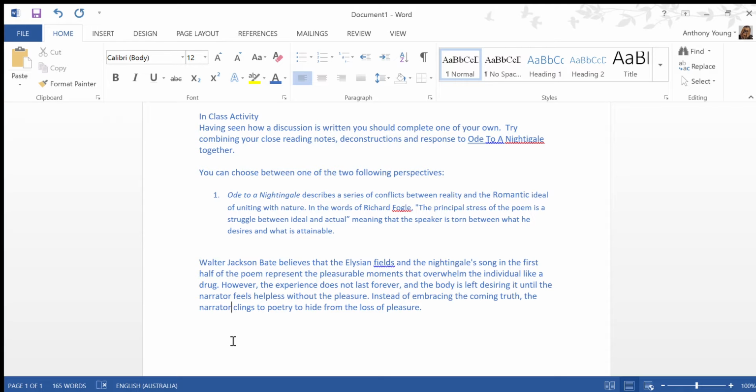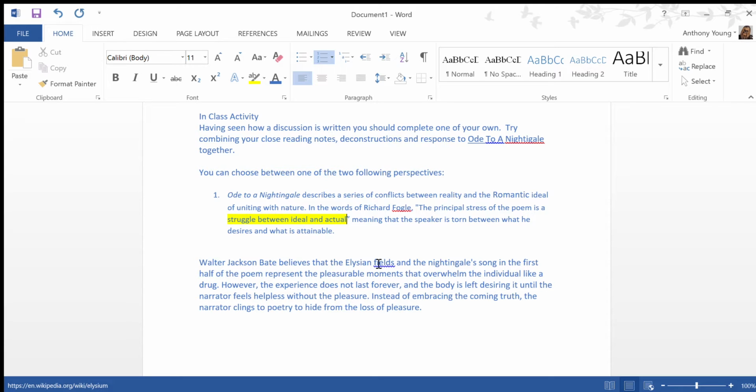The next part is really the part that you're going to respond to. In the words of Richard Fogel, the principal stress of the poem is a struggle between ideal and actual, meaning that the speaker is torn between what he desires and what is attainable. So this phrase here is the prompt.